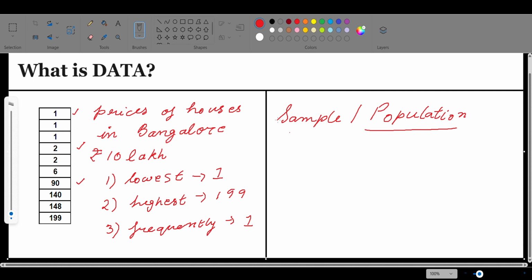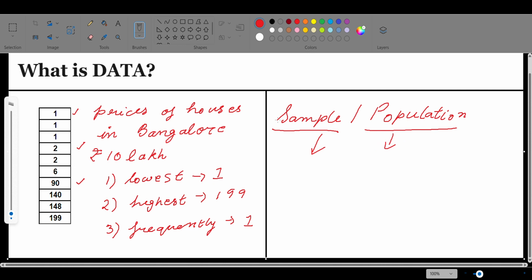Therefore, in these sorts of cases, we use something called sample data, which means that we select and get the costs of houses in certain areas, not the cost of every single house, but the cost of a few houses. Therefore, generally, we use sample data instead of population data because population data is very tough to gather.